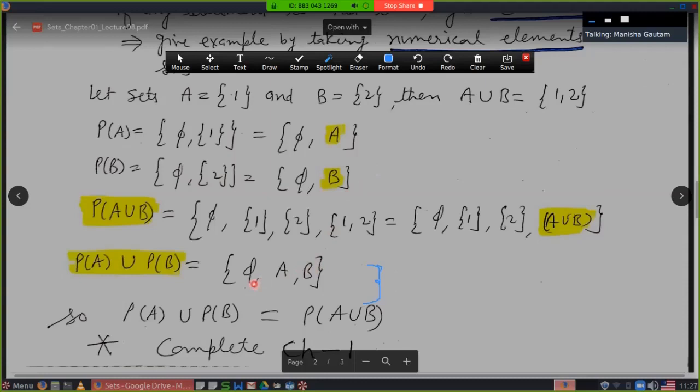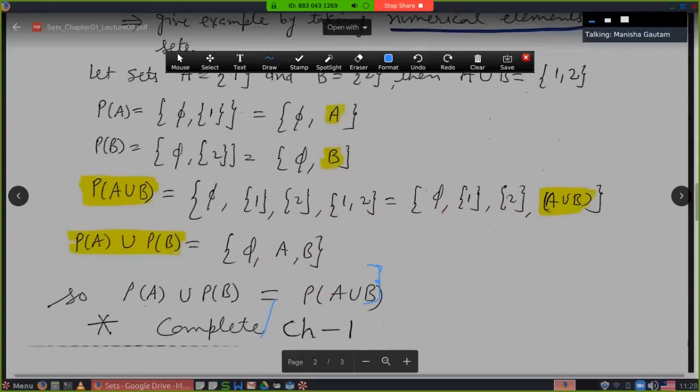Here you have 3 elements. But in the power set of A union B, you have 4 elements: 1, 2, 3, and itself, 4. But here there are 3. Are they equal? No, they are not equal. So these are not equal. Here I have written these are not equal.